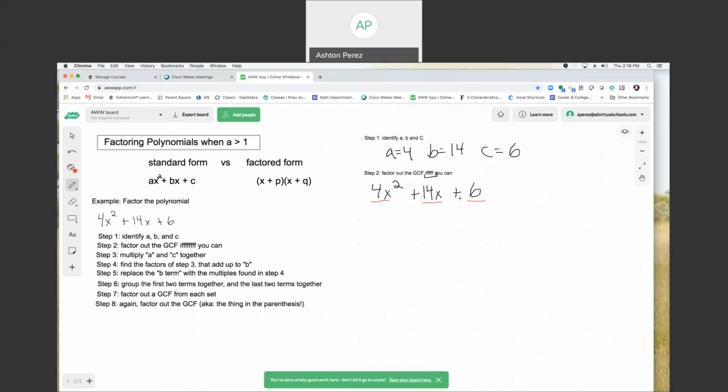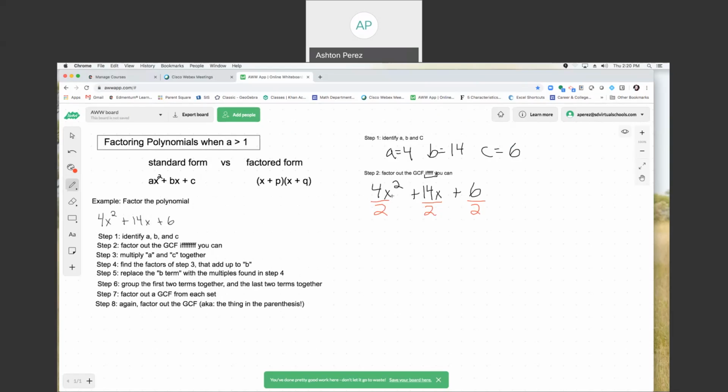Now, when we factor out a GCF, essentially what we're doing is dividing. That's how we pull it out. It doesn't just magically come out of the polynomial. What you're doing is dividing. So when you find the GCF, you put a little division sign on each term and then divide that greatest common factor out.